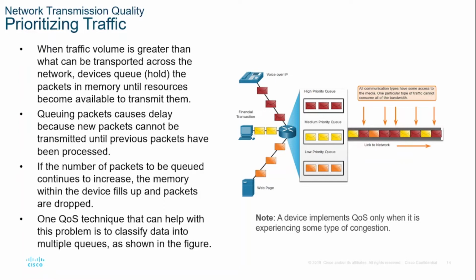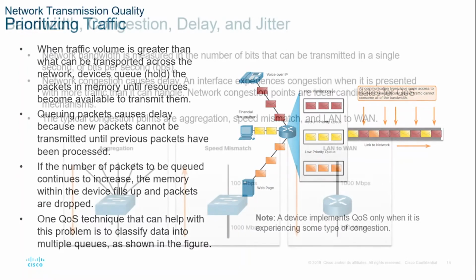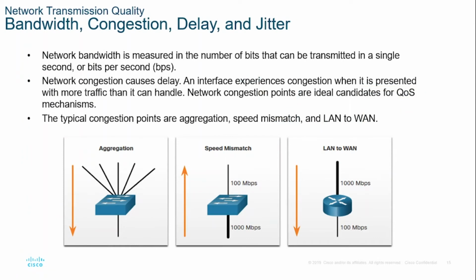If you notice in the figure also, there are three types of traffic: the voice over IP traffic, a financial transaction, which is data traffic, and a web page, which is also data traffic, that go into the router. So we need to apply some sort of prioritization to this traffic. In prioritizing traffic, we need to consider the following: the bandwidth, congestion, delay, and jitter.